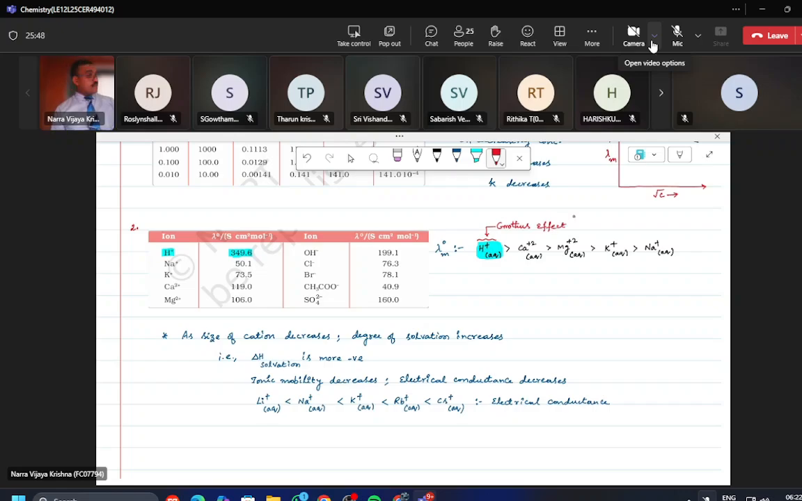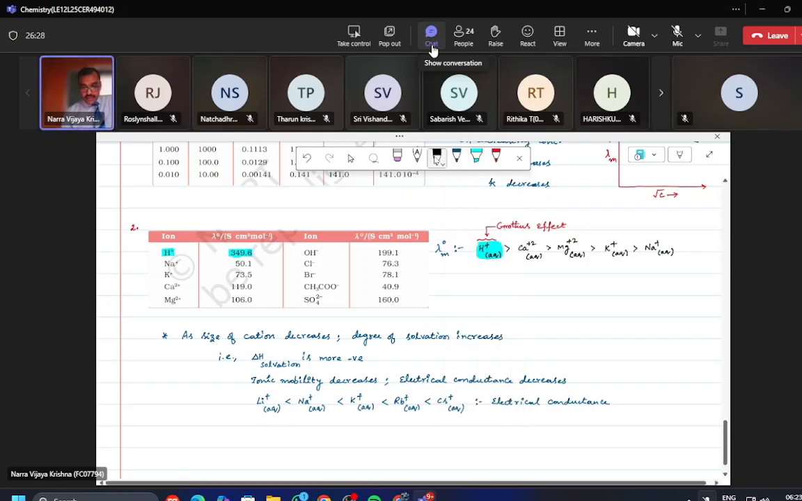Sir, can you explain why ionic mobility decreases? Why is ionic mobility low? Due to hydration. When more water molecules surround the ion, the water molecules will not allow it to move because of interactions. If that ion is moving, along with that ion, water also has to move, no? Right? No response. Come to anions, sir.